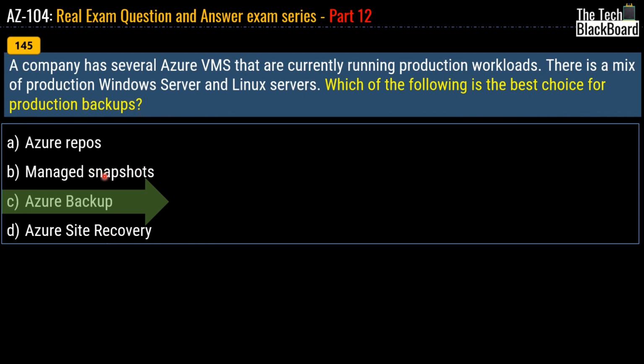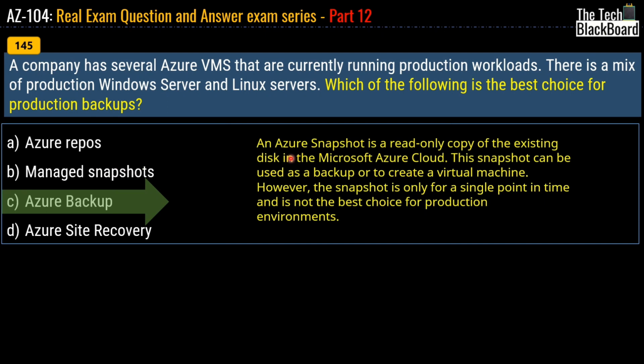Now, if you are confused about the snapshot, then here is the clarification. An Azure snapshot is a read-only copy of an existing disk in the Microsoft Azure cloud. This snapshot can be used as a backup or to create a virtual machine. However, the snapshot is only for a single point in time and is not the best choice for the production environment. And that leaves us with the only correct option, option C, Azure Backup.